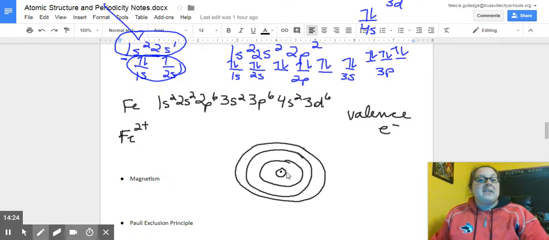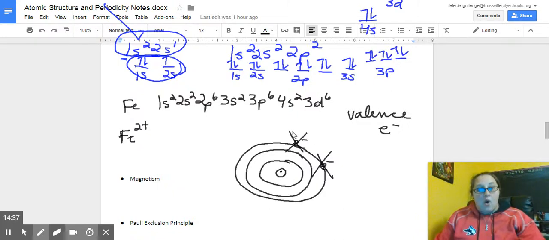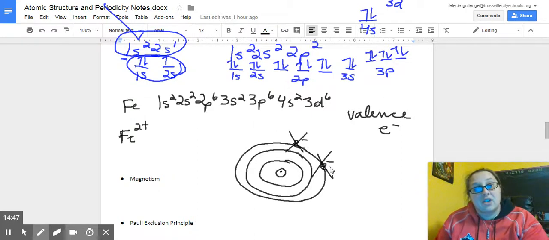Valence electrons means the outermost electrons. So you're trying to first take away these electrons that are in the outermost shell. You always take away your valence electrons first whenever you're losing electrons. And we'll be talking more about this when we talk about something called ionization energy when we get to the periodic trends portion.